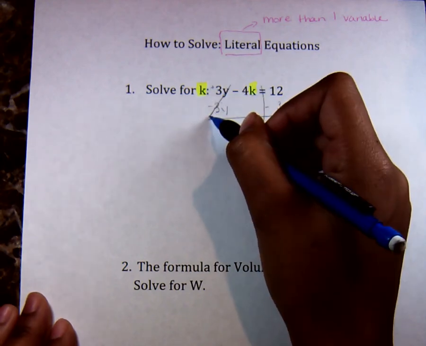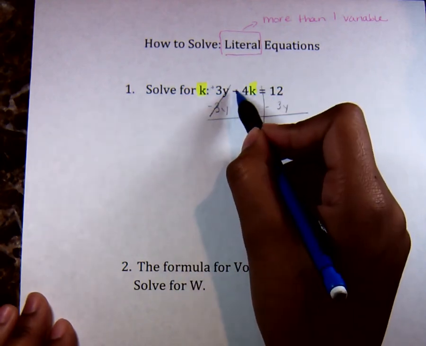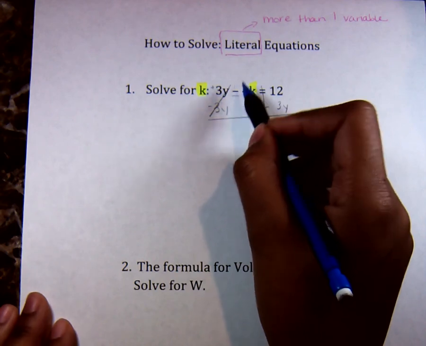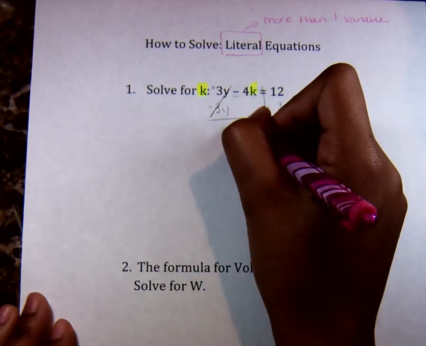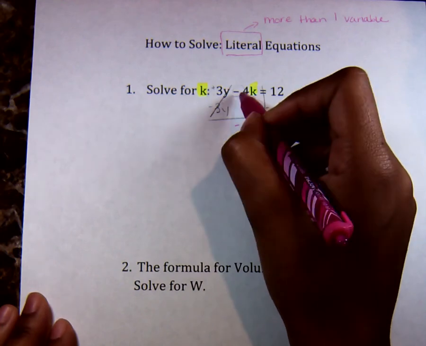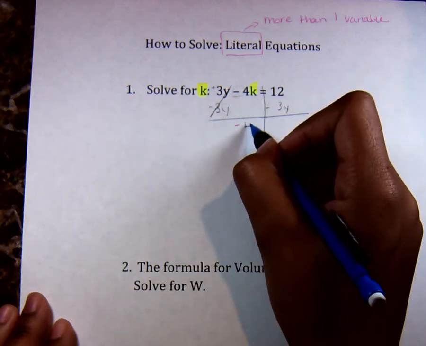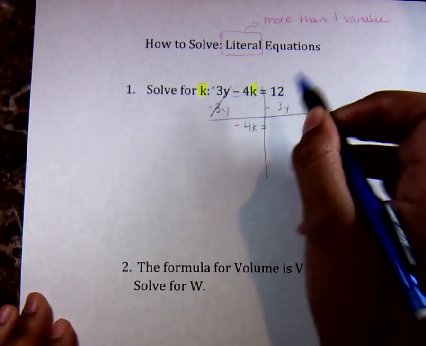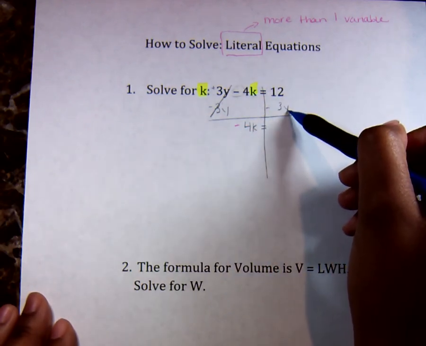So therefore, the 3y's are able to cancel out. A positive and a negative cancel. I am left with, do not forget this negative right here. And I'm actually going to bring it down in a different color so that way you can see it and it can stand out for you. And I'm going to bring down the 4k as well, equals. Now here we have 12 minus 3y.